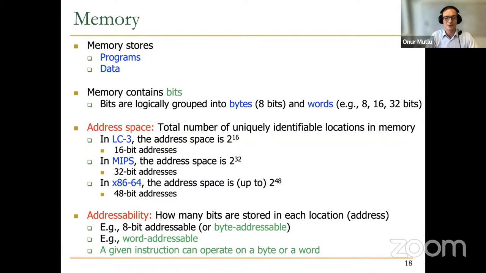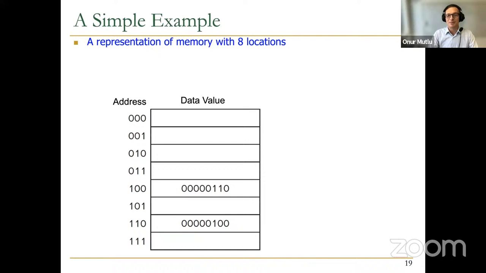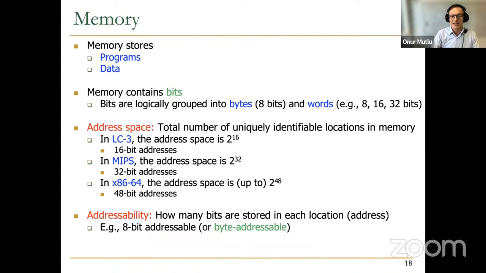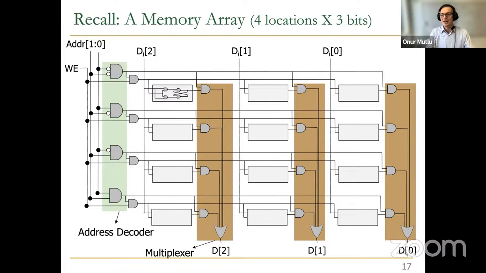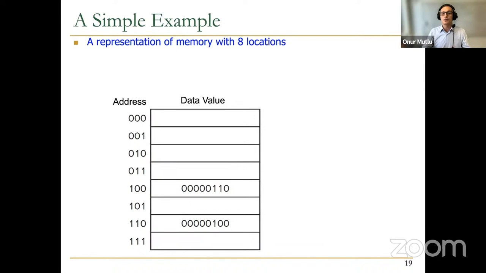So that's memory for you. Now let's take a look at an example memory, a simple memory. This is, again, a representation from the programmer's point of view. The underlying implementation may be totally different, and we will see underlying implementations of memory. Actually, you have seen an underlying implementation of memory, right? This is an underlying implementation, 4x3 locations. It looks clearly different from the programmer's view over here. But the programmer's view looks like this, basically. You have a representation of memory with 8 locations, meaning that you have 8 addresses, meaning that you have 3 bits per address, as you can see over here.